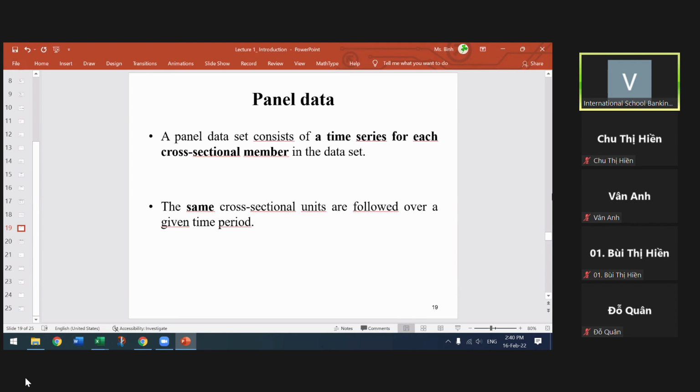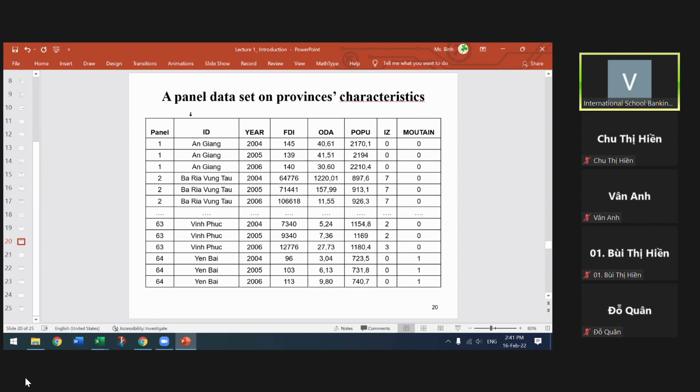And we observe panel data. That means we have to observe the same sample over time. In pooled cross-sectional data, the sample need not be the same. But in panel data, the sample must be the same over time. So here, for example, we observe 64 provinces of Vietnam for 3 years, from 2004 to 2006. That means we observe the same sample over 3 years, right? So this is panel data.